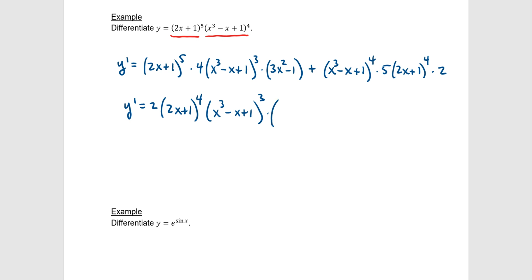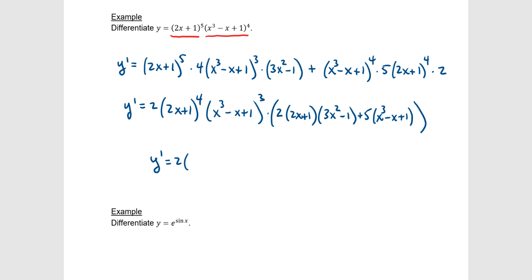Now let's think about what we have left over. From the first one, we'd have left over a 2, because 4 divided by 2. We'd have 2x plus 1 to the first, and we would have the 3x squared minus 1. And that's it from that one. Now for the second portion, we would have one of these x cubed minus x plus 1s. We'd still have this 5, so I'm going to put the 5 out front. And I think that's it. Yep, that is it. Close those parentheses.